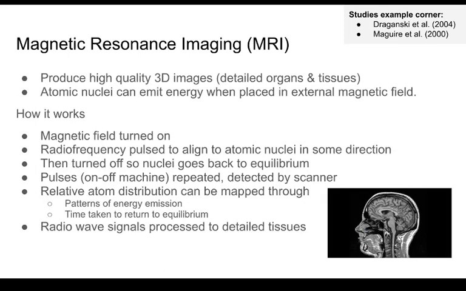MRI is magnetic resonance imaging. This machine, this big magnet, basically produces 3D images. It allows you to look at tissues and organs in great detail in black and white, approximately like in this image.